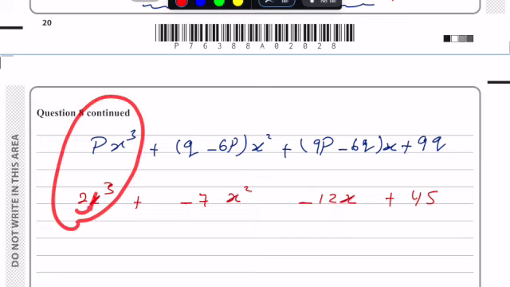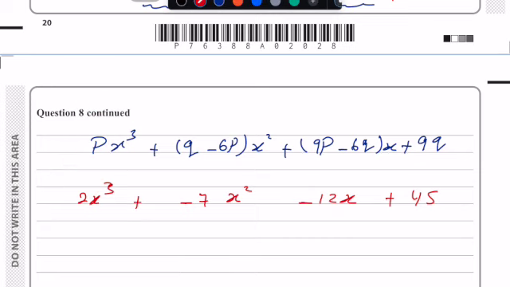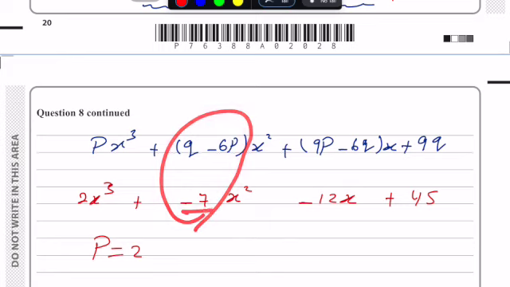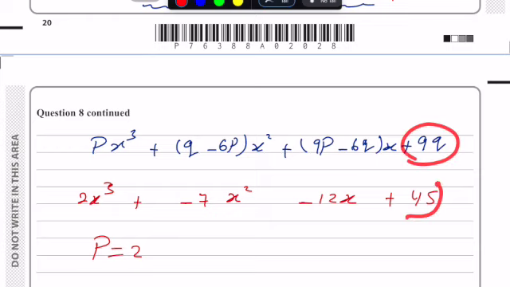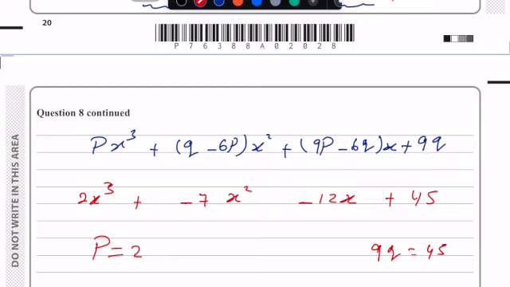Equating coefficients means what? For x cubed, the same coefficients, so p is going to be equal to 2. Also here, we can do another equation, q minus 6p equals negative 7, or another equation, 9p minus 6q equals negative 12, or another equation, 9q equals 45. I believe the easiest is 9q equals 45. So q is equal to 5. Yes? So we have p equal to 2 and q equal to 5, a piece of cake.